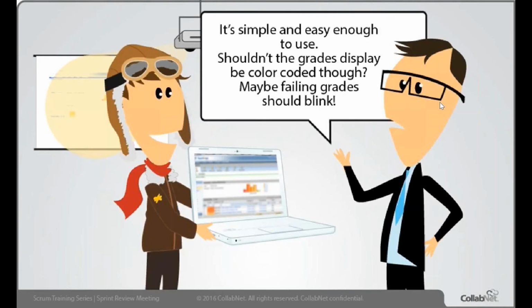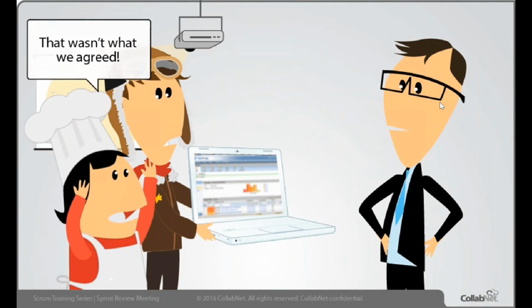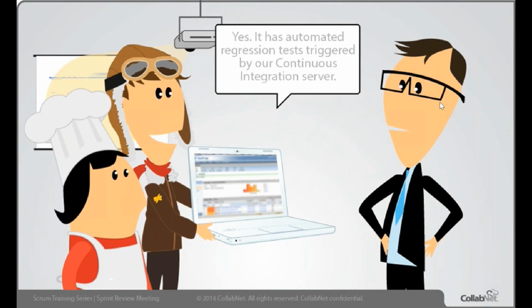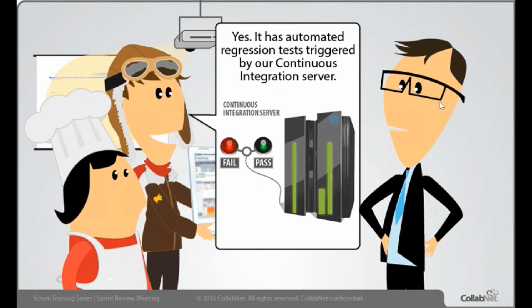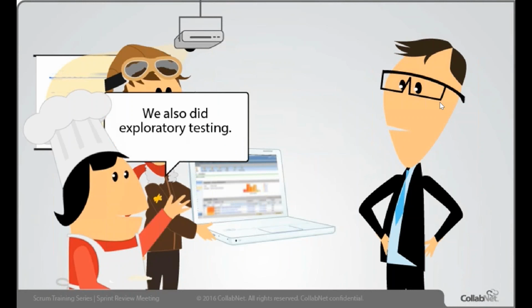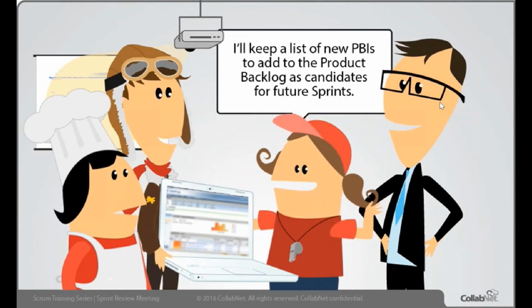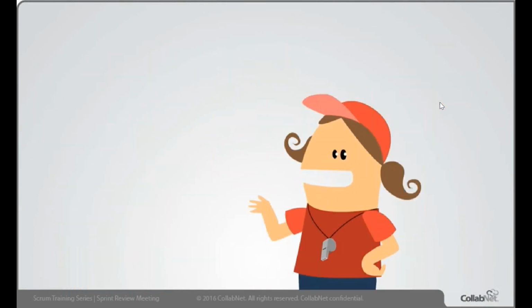It's simple and easy enough to use. Shouldn't the grades display be color-coded, though? Maybe failing grades should blink. That wasn't what we agreed. Fair enough. Is what you just showed me properly tested? Yes, it has automated regression tests triggered by our continuous integration server. We also did exploratory testing. I'll keep a list of new PBIs to add to the product backlog as candidates for future sprints.